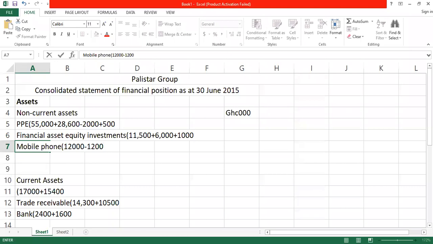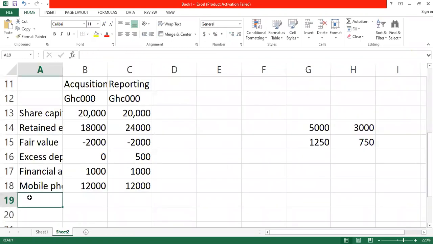If we should have recognized the mobile phone in the reporting, it means that this amortization will be charged against our profit or loss account, isn't it? But have we done that? Have you recognized the mobile phone first? No. It means that this should have reduced our profit, isn't it? So we come here and look at amortization. If we should have recognized this amortization first, it will reduce our profit.